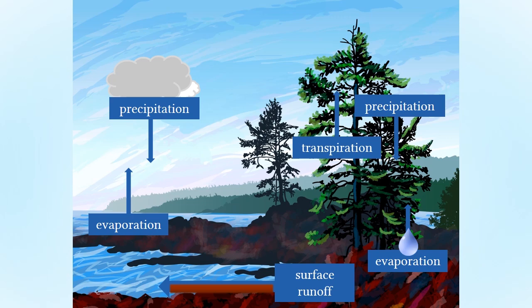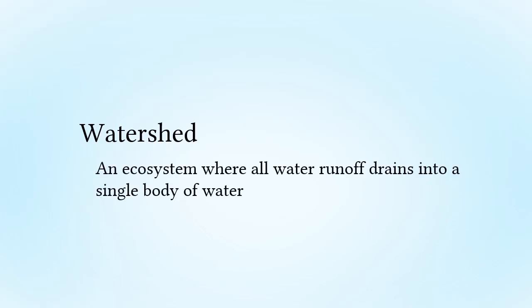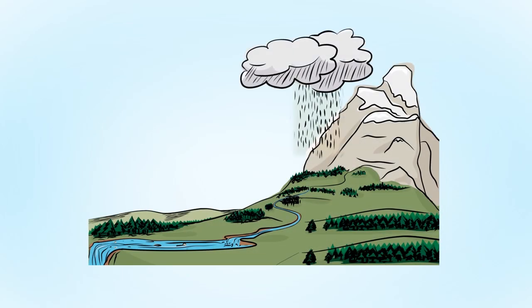Now let's look at the water cycle in an area called a watershed. A watershed is an ecosystem where all water runoff drains into a single body of water. Water enters a watershed via precipitation. It can leave via transpiration in plants, evaporation, or outward river flow. As the water flows over the land into the stream, it's called surface runoff.